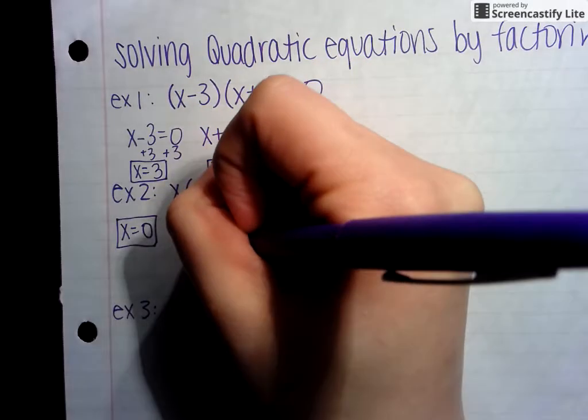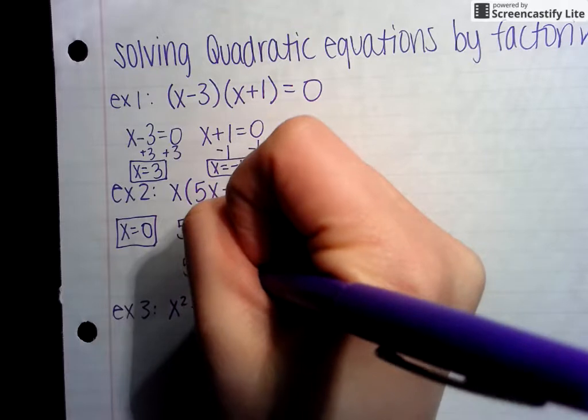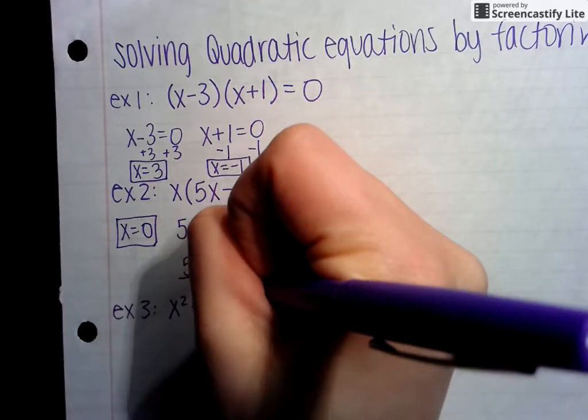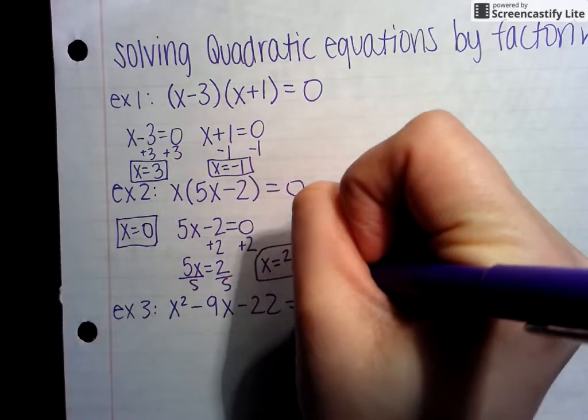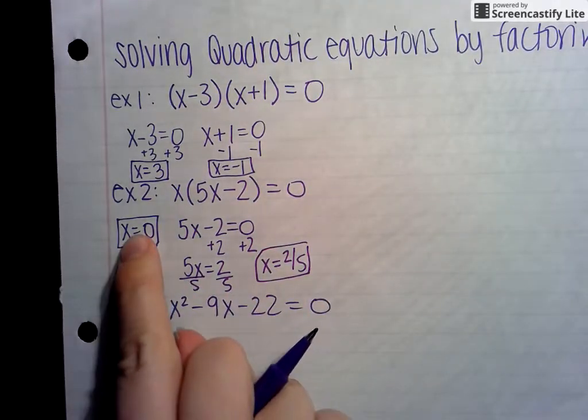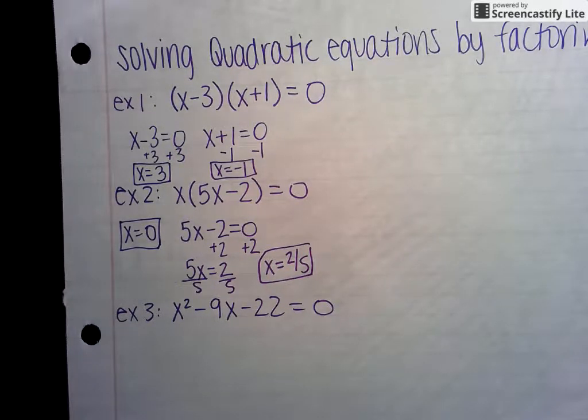I also have, if I add 2 on both sides and I'm trying to get x by itself, 5x equals 2. I divide by 5 on both sides, so I have x equals 2/5. So that would be another place that it intersects the x-axis. So I now have two solutions.